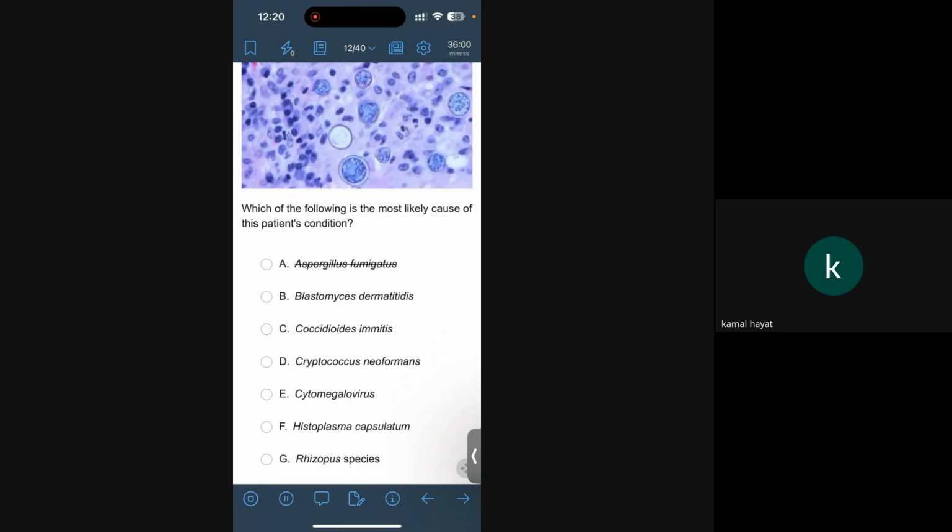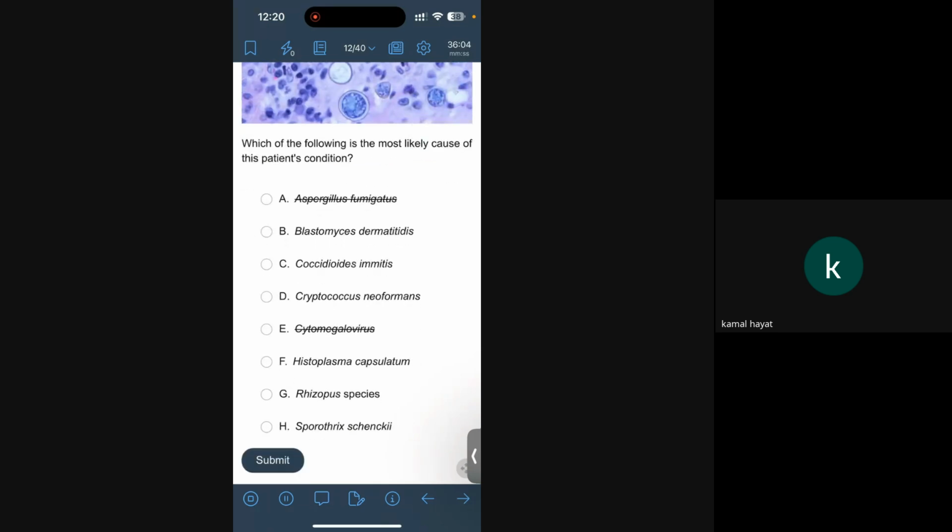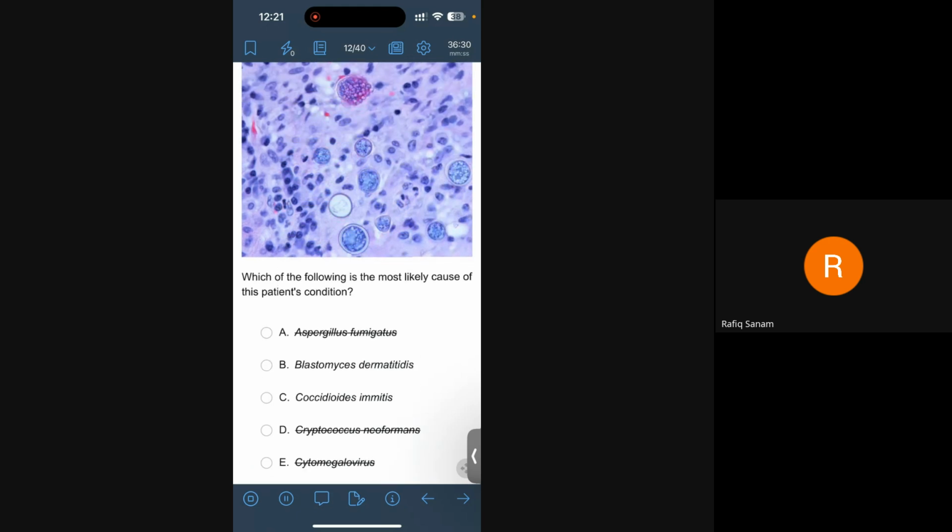We know Aspergillus forms hyphae. It is not that. Rhizopus forms hyphae. Sporothrix does not develop like this. Cryptococcus is either red or has a very thickened capsule. Very thick capsule in Cryptococcus. Okay, so it is not Cryptococcus. Left with B, C, and F. Histoplasma, you are going to see very small circles within the macrophage. It is not Histoplasma.